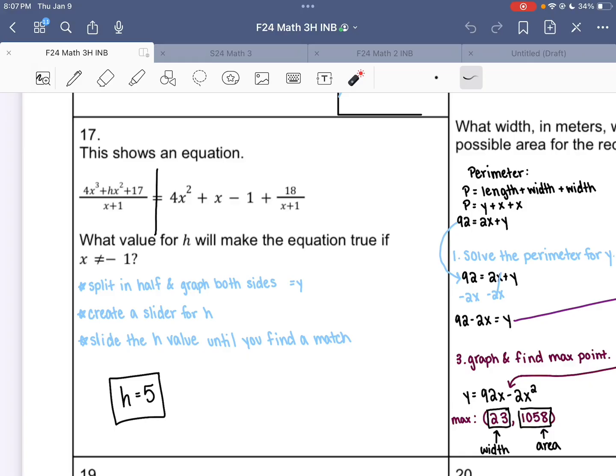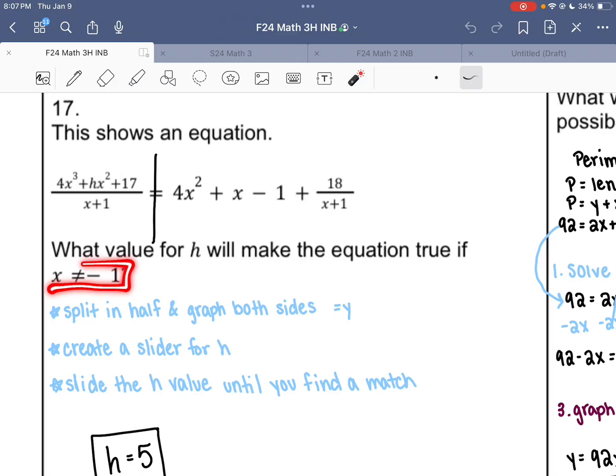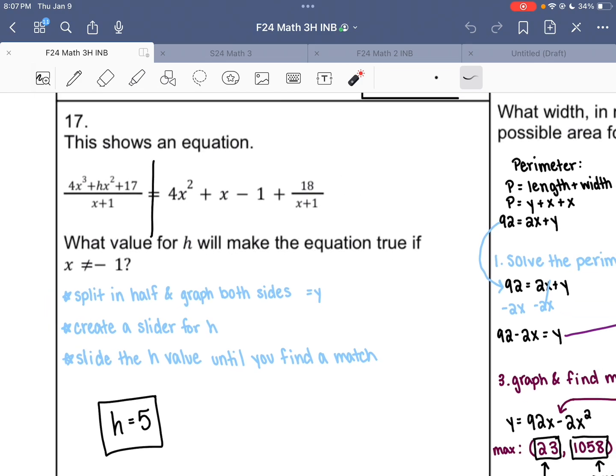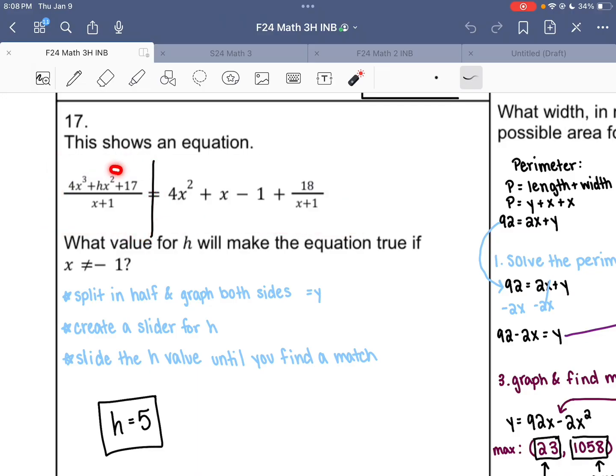Number 17 has a missing value of h and is asking for what value of h will make the equation true as long as x does not equal -1. Now, that x does not equal -1 is mainly for if you are solving it by hand. It's important for you to know that, but with the way we're going to solve it, all you need to do is take the left side, set it equal to y, put it in Desmos, and do the same thing for the right side.